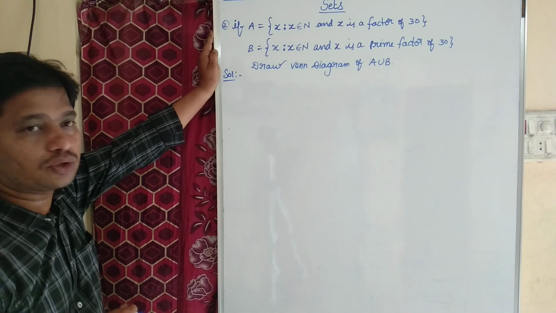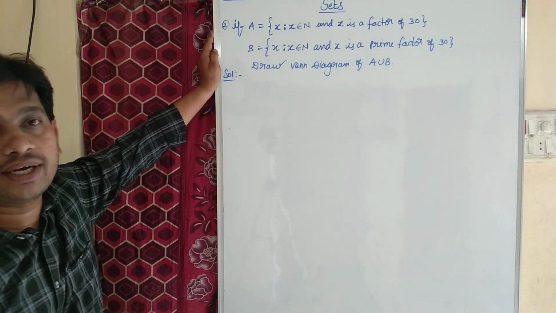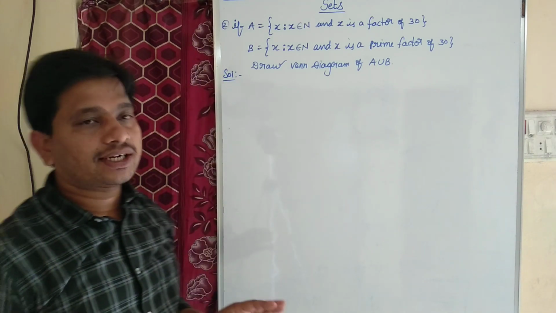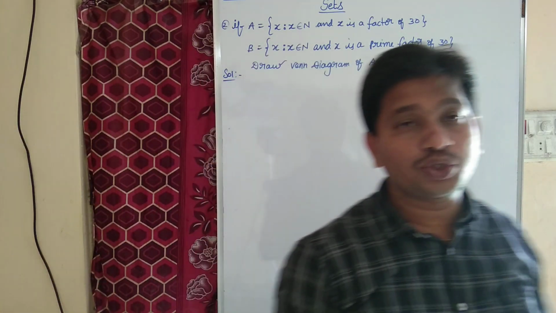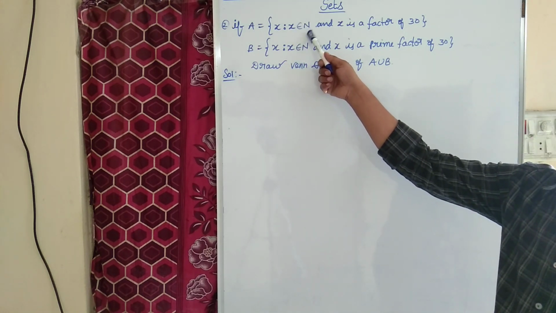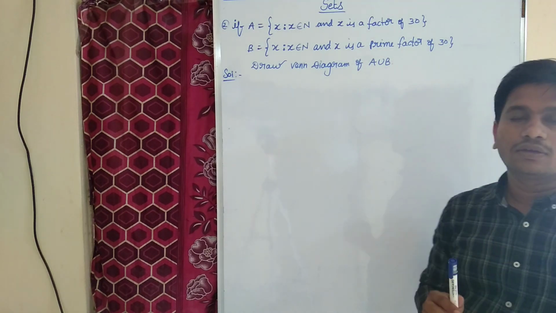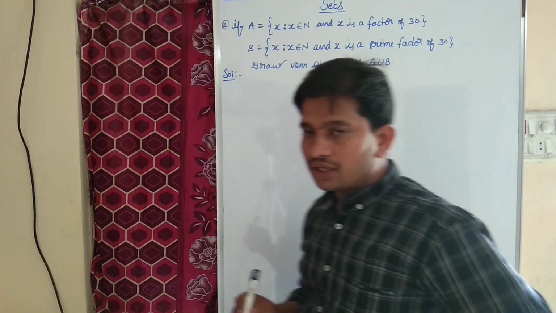Now coming to question number 2. If A equal to x such that x belongs to N and x is a factor of 30. See how they are asking the question. Set A is x such that x belongs to N. N is nothing but natural numbers, and x is a factor of 30. So children, what are the elements in set A?